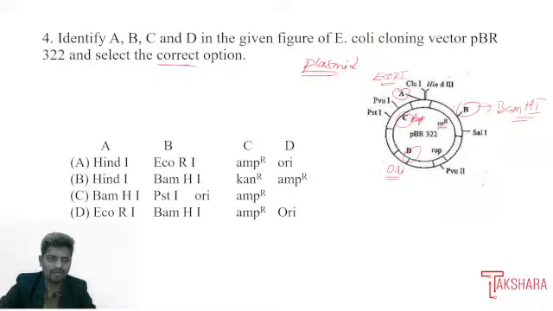And A is EcoRI. B indicates BamHI, C indicates the resistance gene of ampicillin, and D is the ORI site.